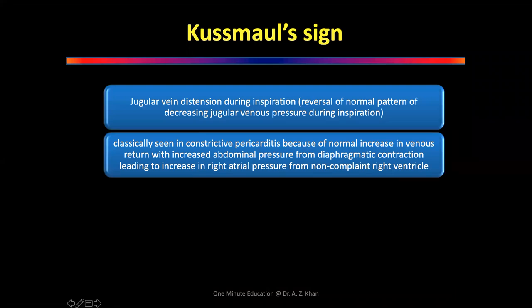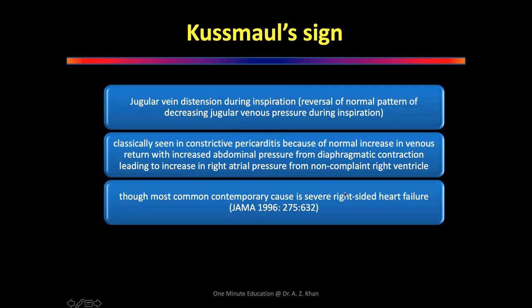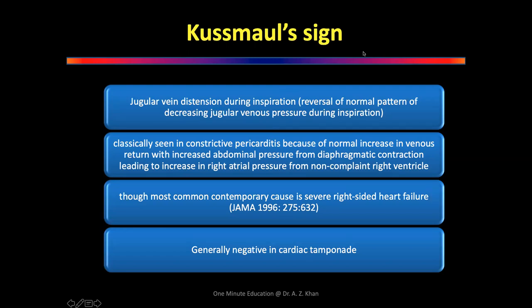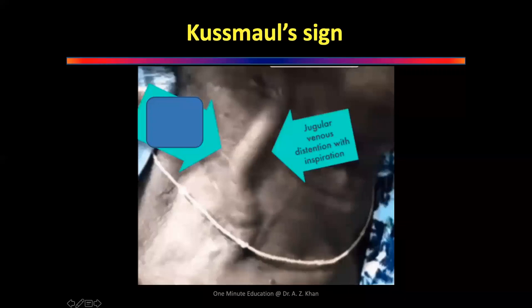So Kussmaul sign comes in constrictive pericarditis because normally there is an increase in venous return with increased intra-abdominal pressure from diaphragmatic contraction, leading to an increase in the right atrial pressure from a non-compliant ventricle. So when you've got constrictive pericarditis, there is increased compression on the right ventricle. Hence, the jugular venous pressure increases. It's usually seen in constrictive pericarditis, but it's generally negative in cardiac tamponade. See this notch in the jugular venous pulse, it's distension of the jugular vein with inspiration. When you take in a deep breath, you're increasing the intra-abdominal pressure. The constrictive pericarditis compresses more on the right ventricle, and so you get this increase in the jugular venous pressure. This is very classical in constrictive pericarditis.